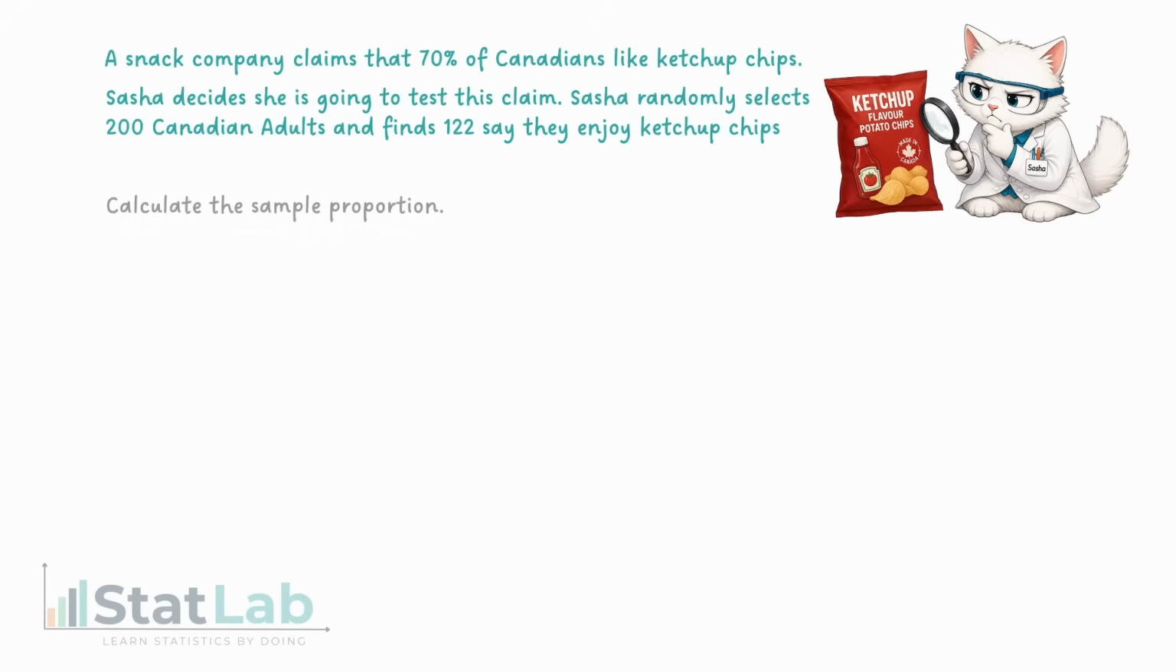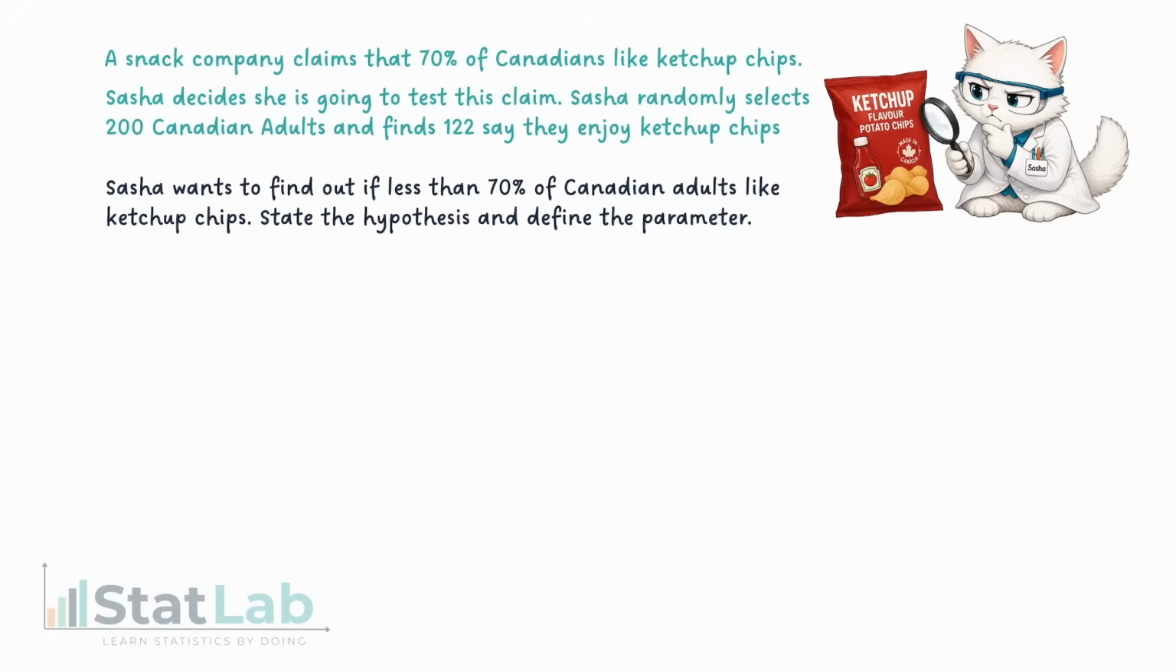Next, let's look at how we would calculate our sample proportion. Well, we would use our equation here, and we would take our number of successes and divide it by the sample size, and we would find that we have 0.61. So Sasha wants to find out if less than 70% of Canadian adults like ketchup chips. So state the hypothesis and define the parameter. Just as a reminder, our p-hat is 0.61, and our p-naught is 0.70.